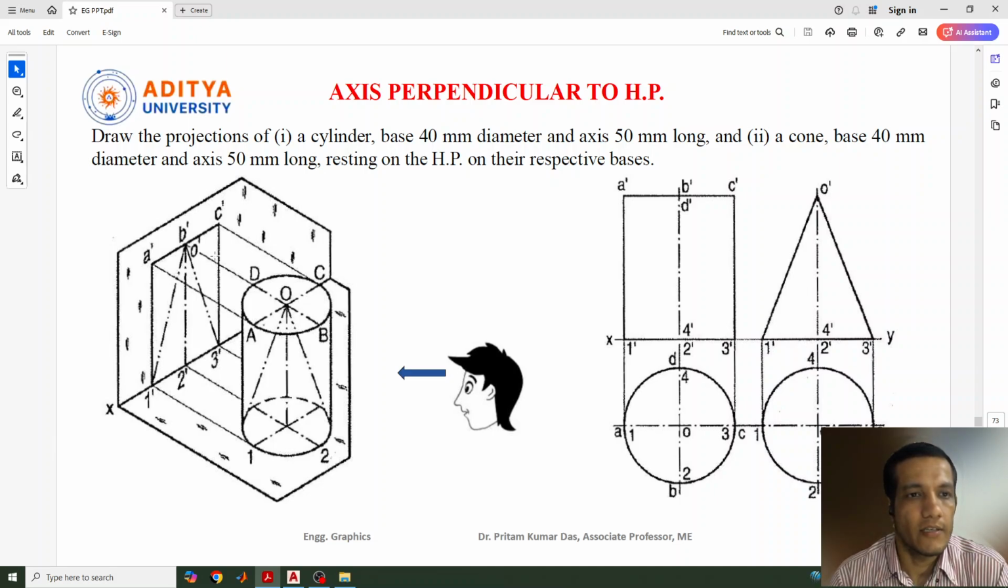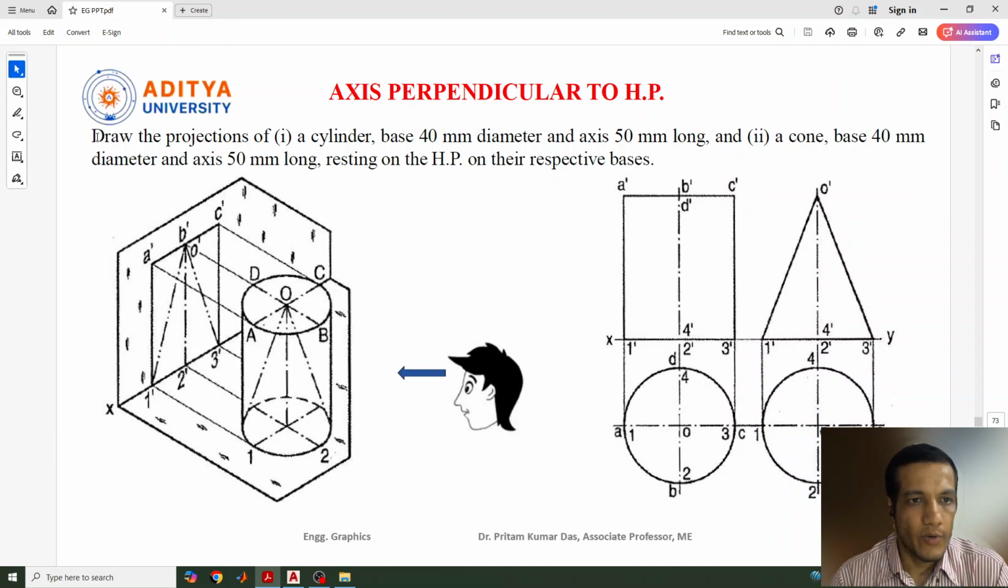In the previous lecture I discussed the theory of solids, what the different types of solids are, how the projection will be, and how the orientation will be in solids. So this lecture will discuss one problem related to solids. This is the first orientation or first position of the solid, when the axis is perpendicular to HP.